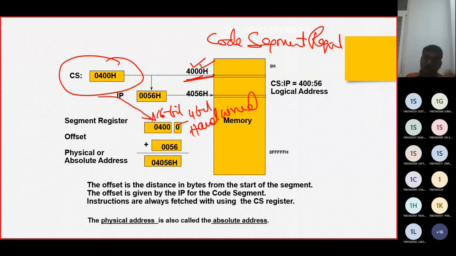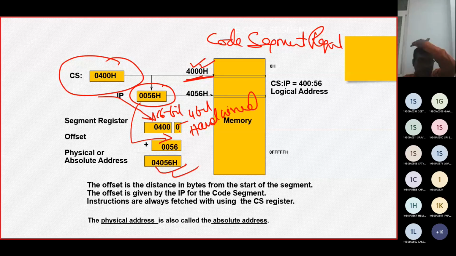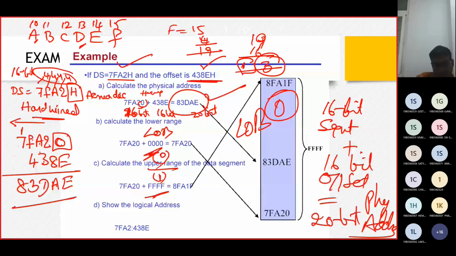So there is no other option. Then 0056 is going to be there. So this 0056, we are going to make an addition at this point. So we make a general addition. So we are going to get 04056. So segment register is 16 bit, offset is 16 bit. Then we are going to get a 20 bit register. So this was the class what I am highlighting for today.